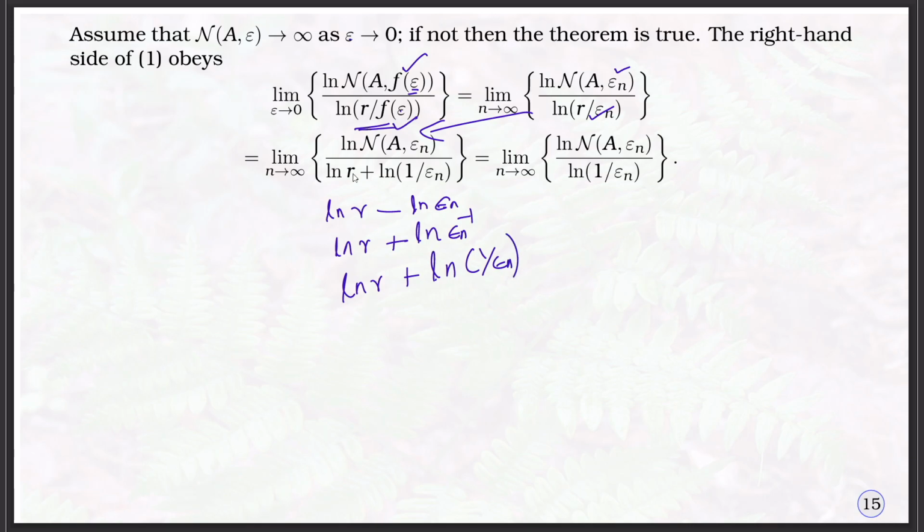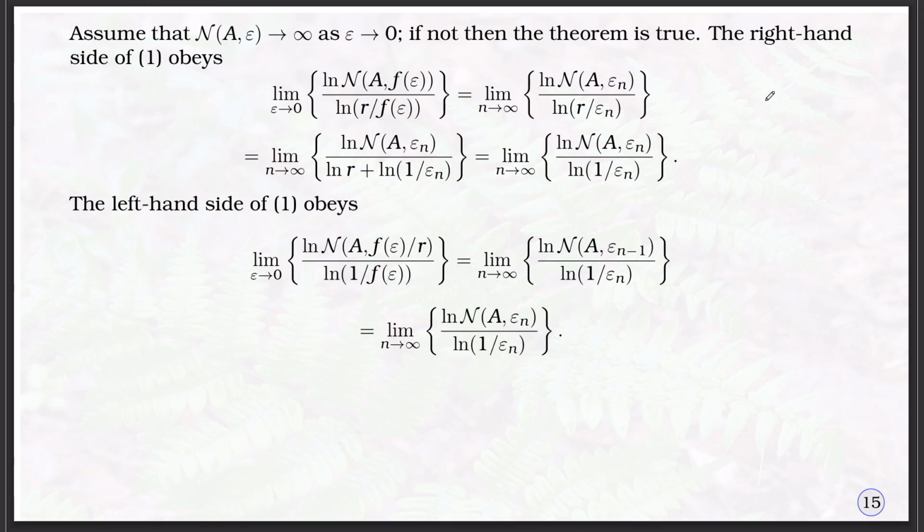Now, this r is a constant number, ln of r is a constant number. Then this becomes the limit as n tends to infinity. This sequence will equal to this sequence. Now, you can say this is the right hand side of the equation 1.